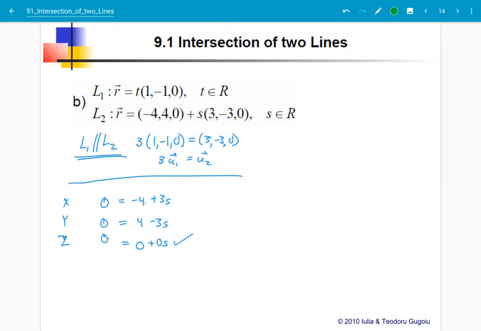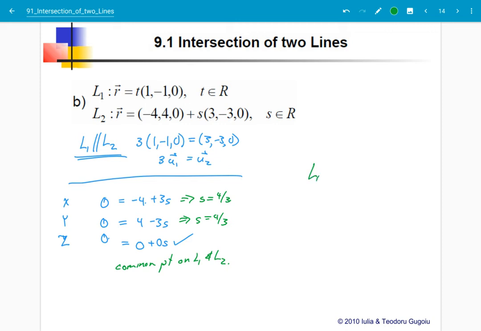What do I get from this? Well, s is equal to 4/3. And from this one, I get s is equal to 4/3. Oh, okay, so there's a common point on the two lines. So they're parallel with a common point. So that common point isn't a unique point of intersection.